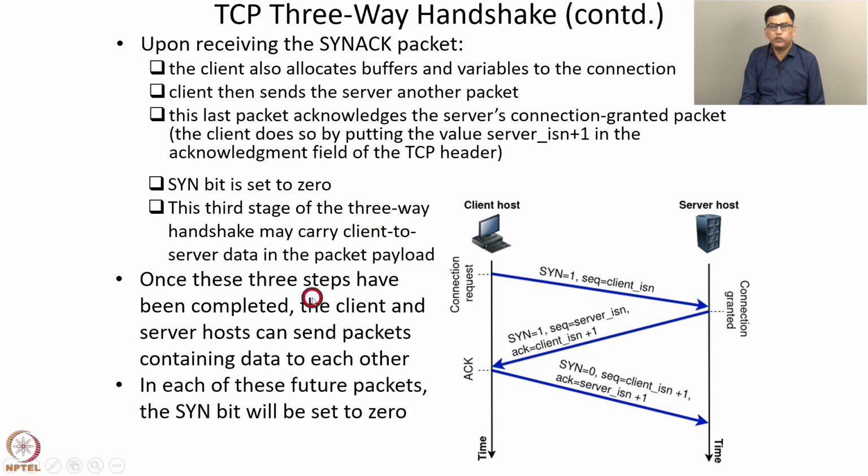In each of these future packets, the SYN bit will be set to 0. So one observation we make is that the SYN flag is only 1 in the first two packets of a TCP connection. So in all other packets, the SYN flag is 0. So later on, we'll discuss how firewalls can make use of this information to defend against certain attacks.